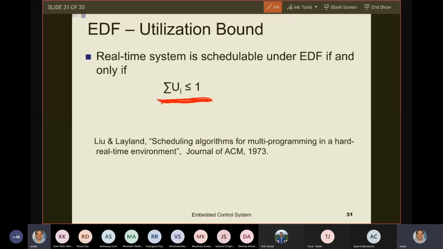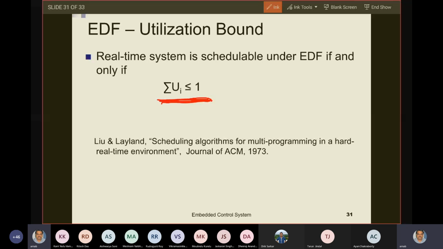You understand, right? Because E by P is the fraction of a processor that I need for a task. If the sum of the utilizations of my tasks is 1, and I am able to execute them, then there can be no other algorithm that will be able to schedule a task set which has even higher load. Why? Because the capacity of the processor is only 1. There cannot be any other algorithm which can claim to schedule a task set which EDF cannot. Hence, it is optimal.